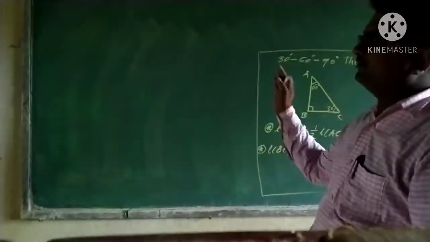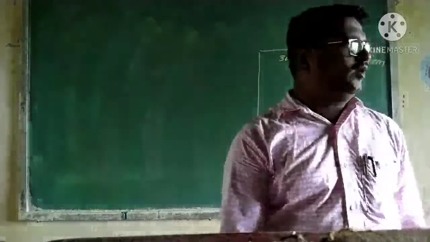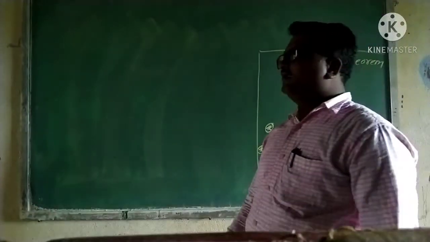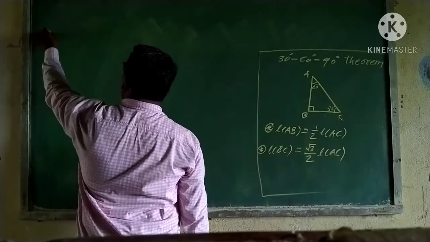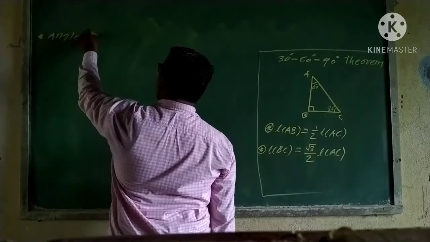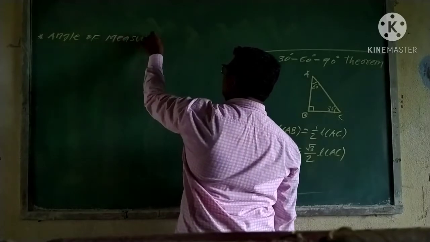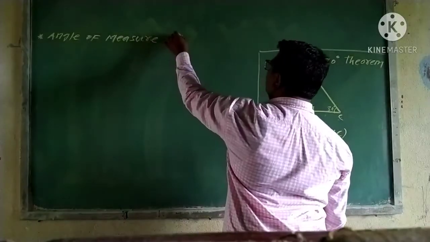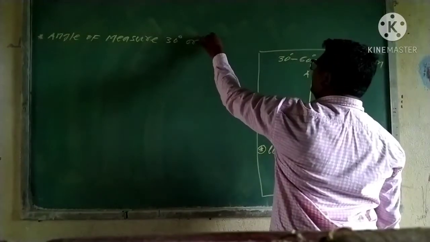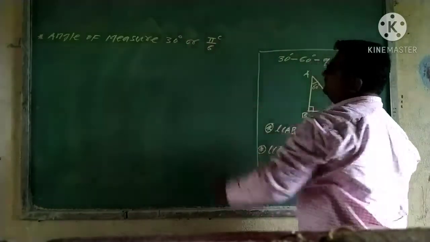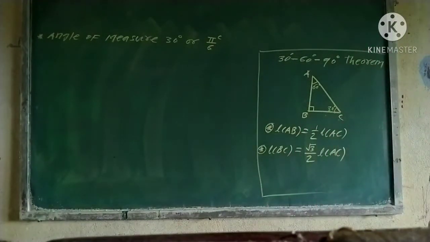मग या ठिकाणी फर्स्ट टर्म्स लिहितो, the angle of measure 30 degree or pi/6 radian. Angle of measure 30 degree or pi/6 radian.